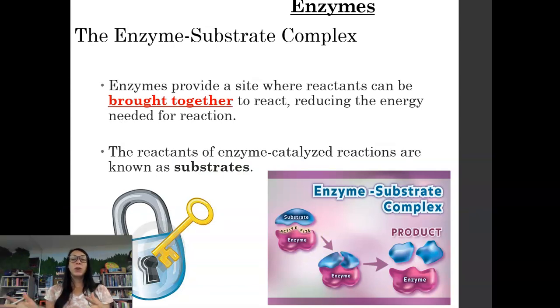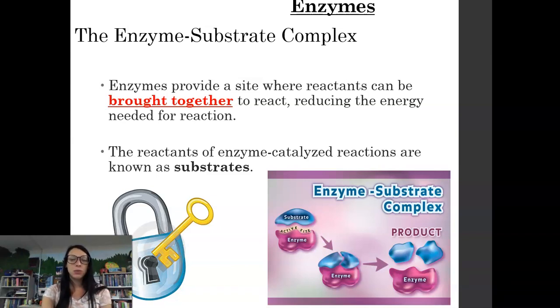Enzymes provide a site where reactants can be brought together to react, reducing the energy needed for the chemical reaction. The reactants of these enzyme-catalyzed reactions are known as substrates. So they fit together kind of like a lock and a key. The substrate is very specific to the enzyme, and the enzyme is very specific to the substrate.